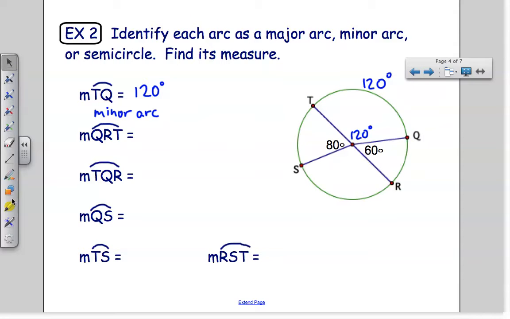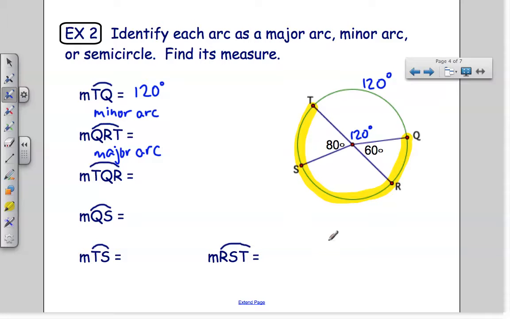What's our next one here? Measure of arc QRT. Start at Q, go through R to end at T, so I have to go this way. Go through R, end at T. Alright, definitely a major arc because it is more than half of that circle.